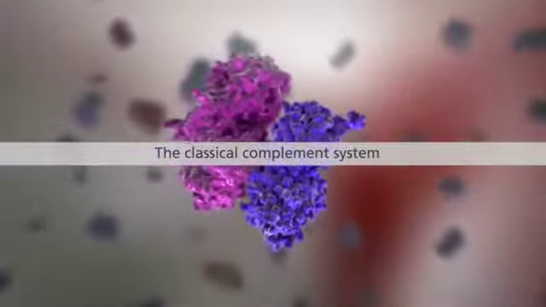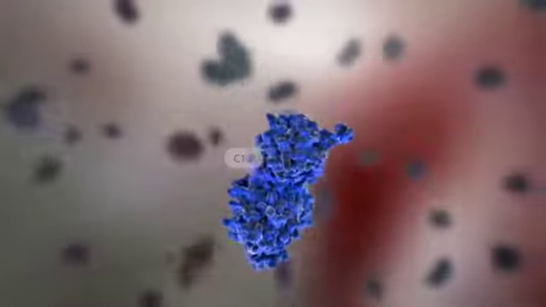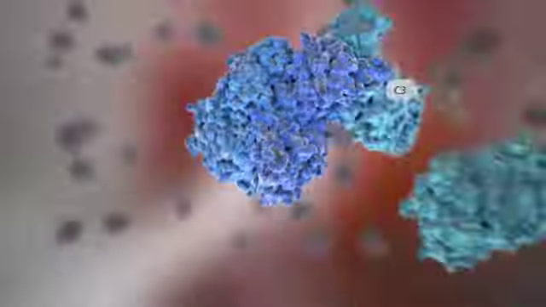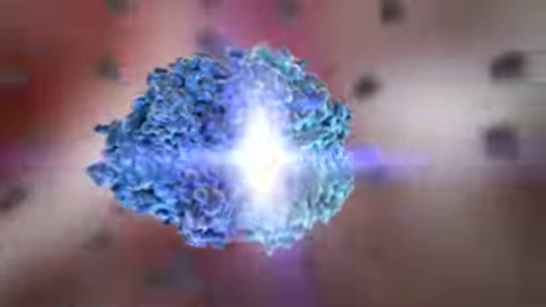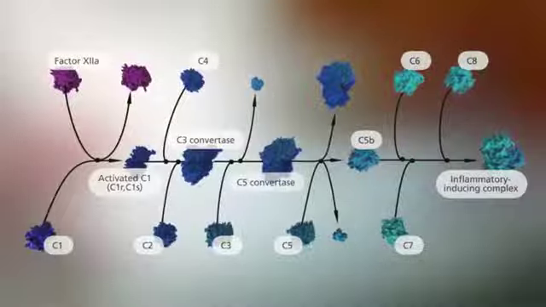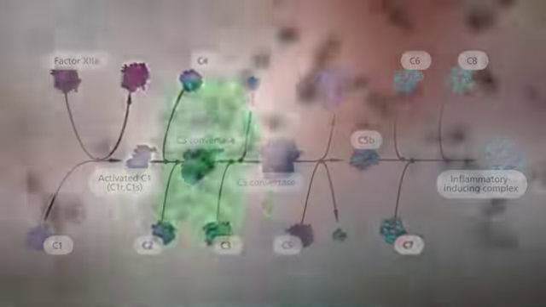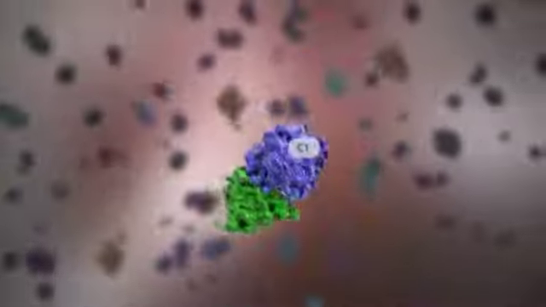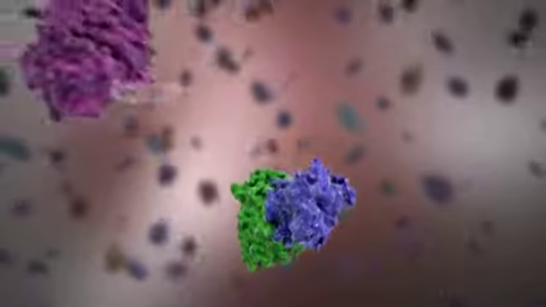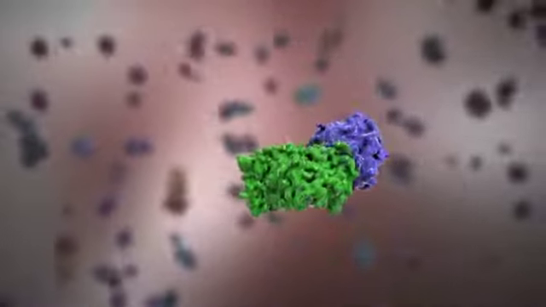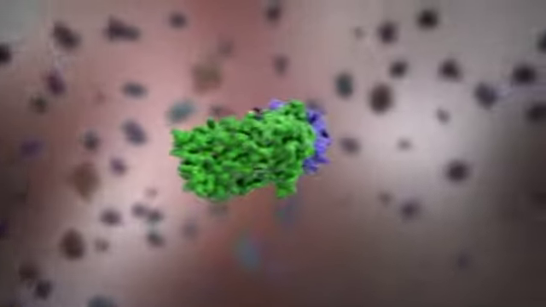In the classical complement system, activated C1 leads to the cleavage of C4, C2, C3, and C5 to produce proteolytic fragments and inflammatory-inducing complexes. C1 inhibitor inactivates C1 and thus stops the production of proteolytic fragments and inflammatory-inducing complexes, which in abundance can damage normal cells and tissues.